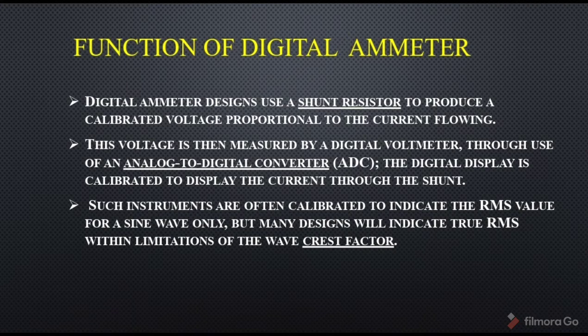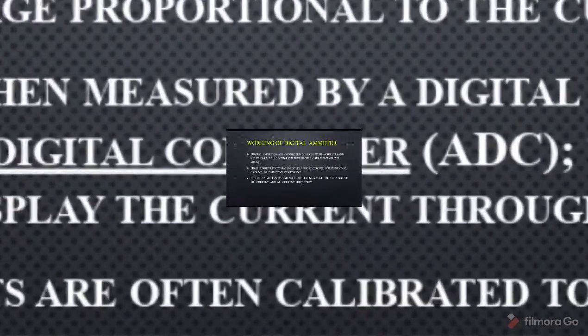First point. Digital ammeter design uses a shunt resistor to produce a calibrated voltage proportional to the current flowing. Second point. This voltage is then measured by a digital voltmeter through use of an analog to digital converter. The digital display is calibrated to display the current through the shunt. Third point, such instruments are often calibrated to indicate the RMS value for a sine wave only, but many designs will indicate true RMS with limitation of the wave crest factor.